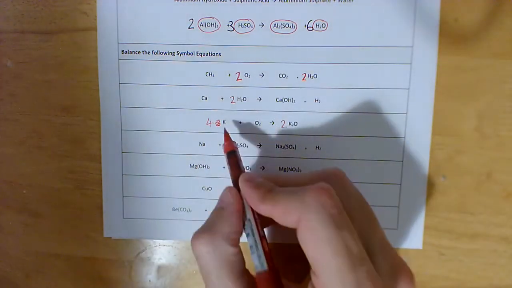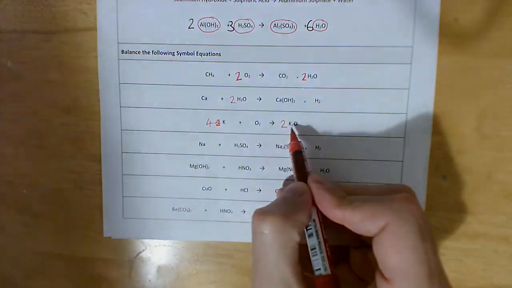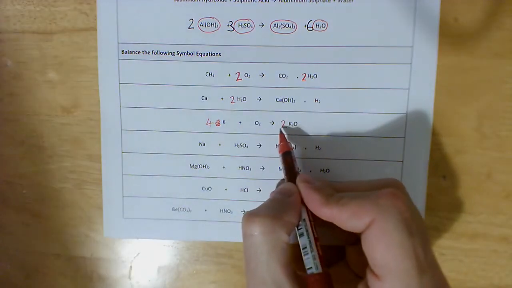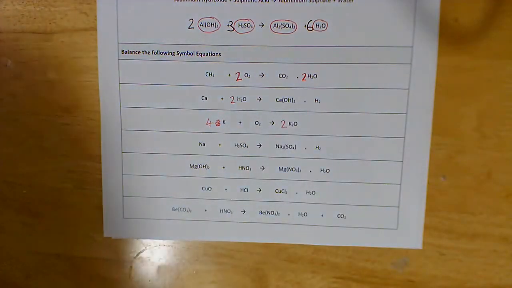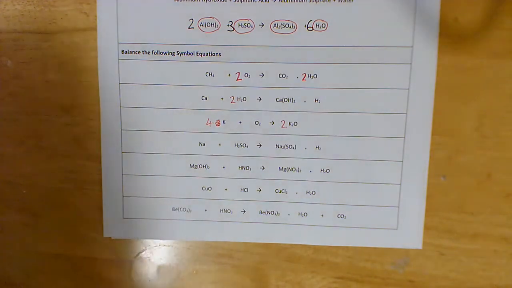So we balanced the potassium to start with, which gave us a 2, but then when we balanced for the oxygen we realized we needed twice as many potassium, so we had to go back and edit it. It's really useful to do this in pencil first, and then it's a little bit less messy if you do need to change any of them.